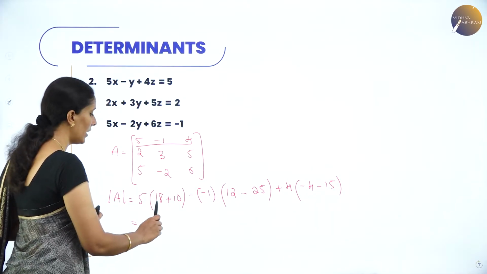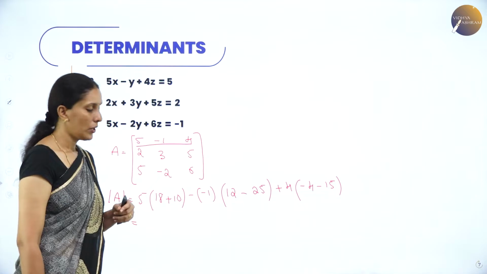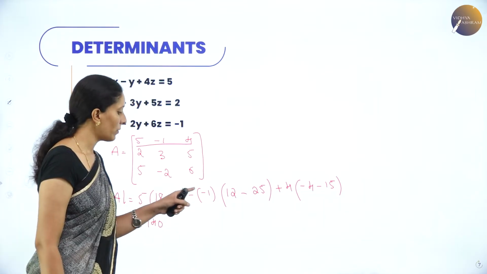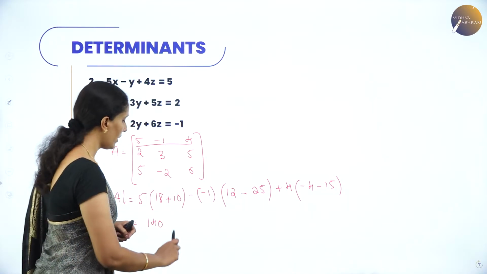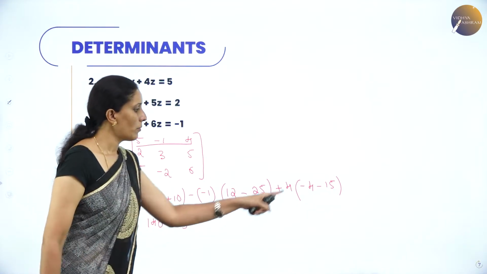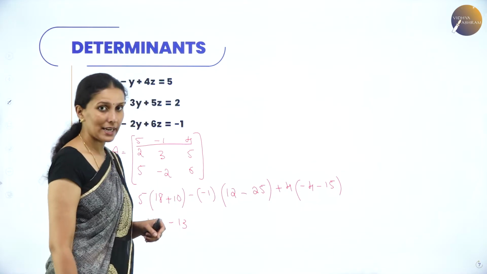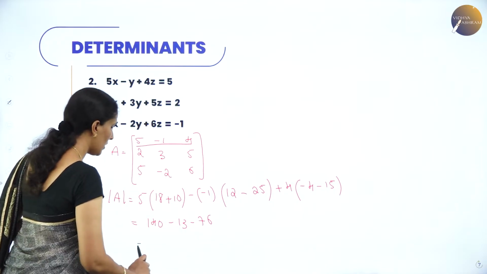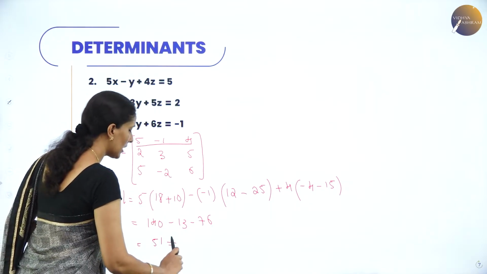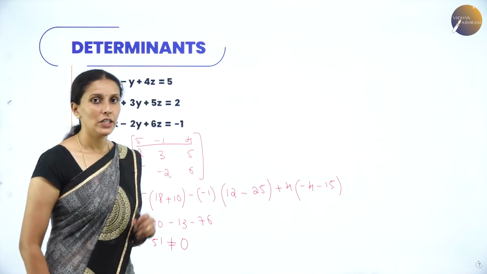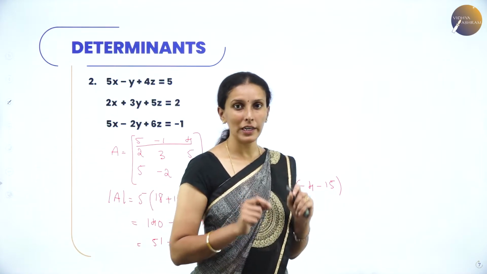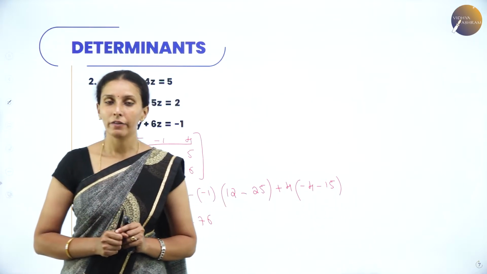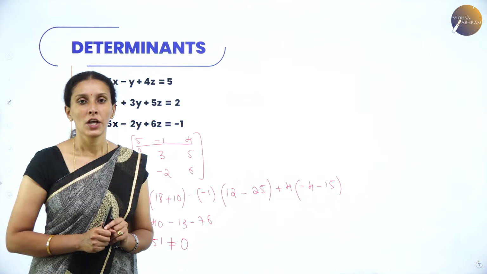So we have here 18 plus 10, 28. 28 into 5, so we have 140. Minus 1 becomes plus 1. 12 minus 25 becomes minus 13. Minus 4 minus 15 is minus 19. Minus 19 into 4, minus 76. So this is equal to 51 and it is clearly not equal to 0. Whenever the determinant value is not equal to 0, the system of linear equations is consistent and it has only one solution. That is, the solution is unique.